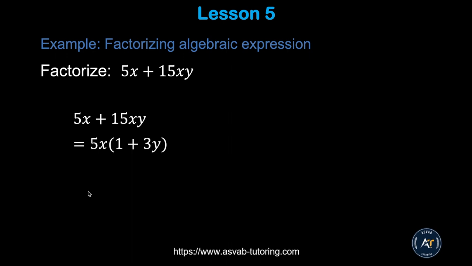For the next concept, we'll learn how to factorize. This is a very important concept for your officer candidate test. So now let's do it. We have 5x plus 15xy. Factorizing means you need to find the common expression in these two terms. So what is the common thing in here? 5x and 15xy, that is actually 5x. If you take 5x common, you have to divide both terms by 5x. So 5x divided by 5x gives you 1, and 15xy divided by 5x gives you 3y. So that is the answer.